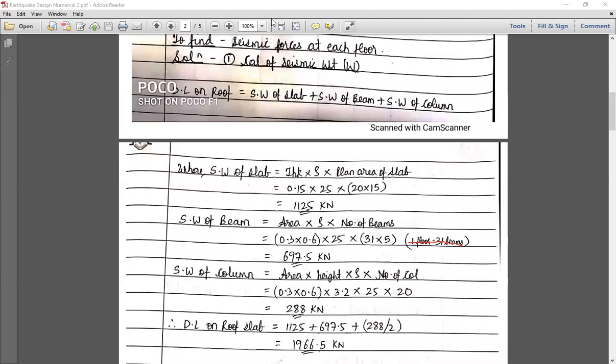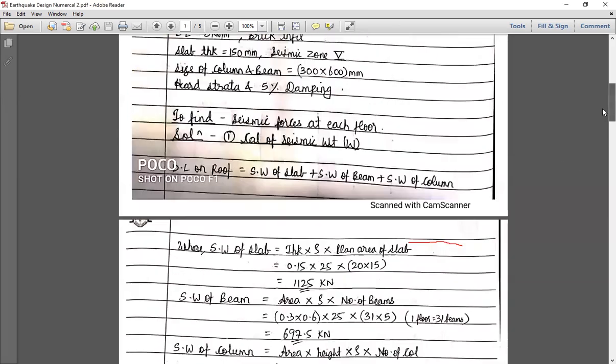Now let us see the self weight of the column. Again it is given by area into height into density into number of columns. The dimensions of the column are also given to us in the question, which is 300 by 600. And the height is 3.2, density we have considered 25, and the number of columns.